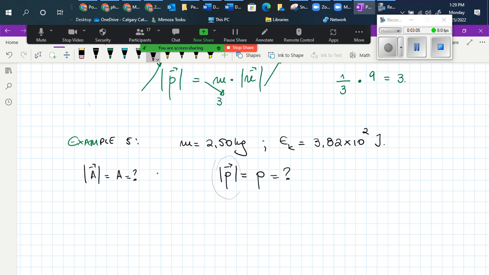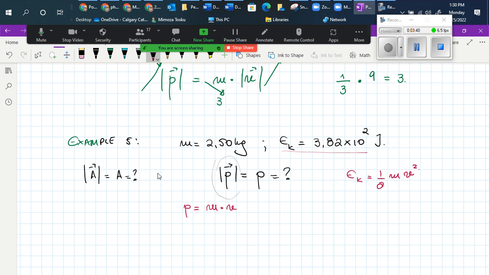Anyway, so now, in order to find the magnitude of momentum, we would need mass and the magnitude of the velocity. Based on the fact that we know what is the kinetic energy of the object, and the mass, we will be able to figure out what is the velocity of this object. So from Physics 20, we know that kinetic energy is 1/2 mass velocity squared.